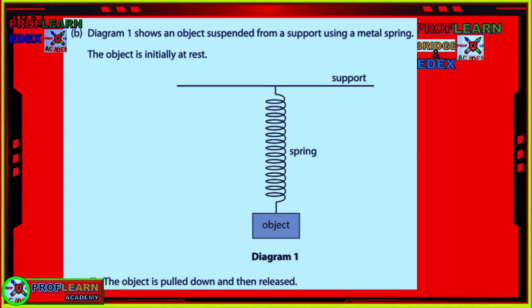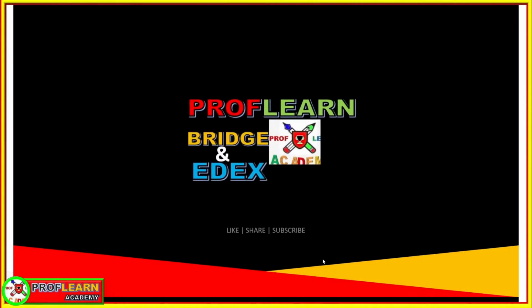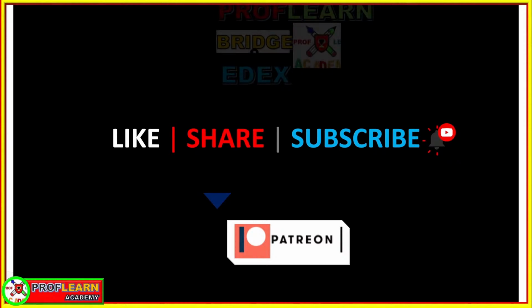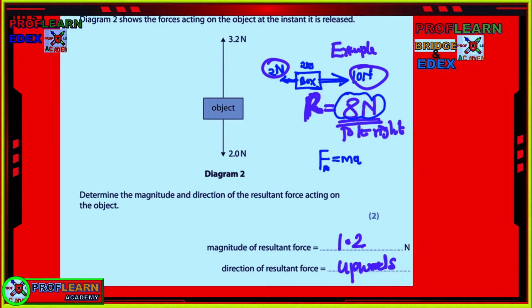It is pulled down, so meaning the forces will be acting. There will be a downward force, and then there will be what? Upward force. Remember, weight acts downward. So when it's released, the resultant force will be the difference of 3.2 and 2.4. So meaning 3.2 minus 2 shall have the resultant force of 1.2, which will be acting upwards.